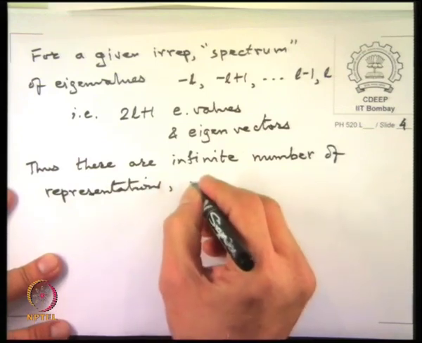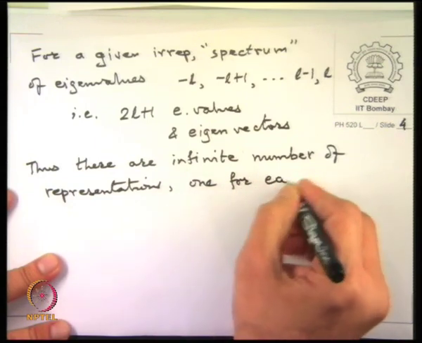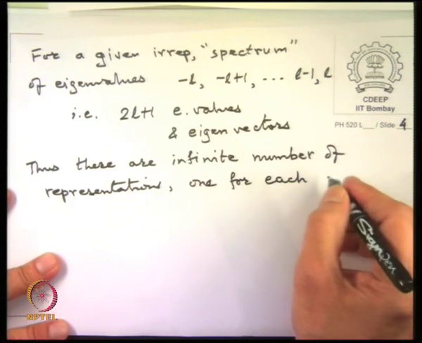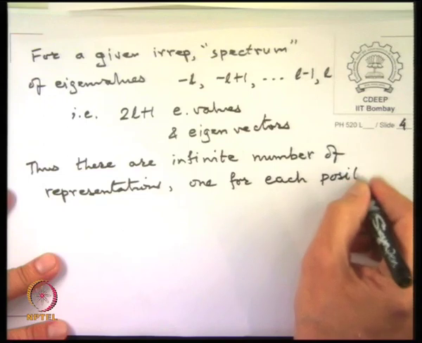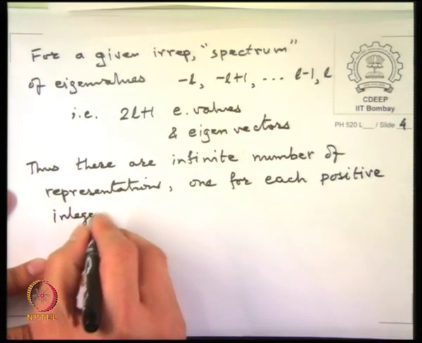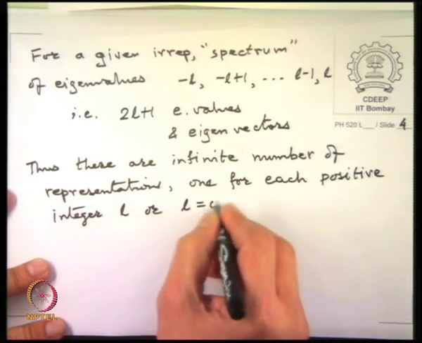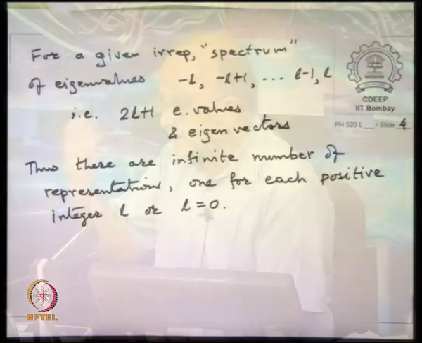One for each positive integer or 0. Or L equal to 0. L equal to 0 is an angular momentum 0 eigenstate. And I mean it's a trivial representation, which would be something that is completely isotropic.